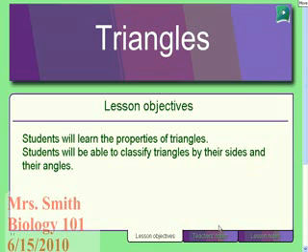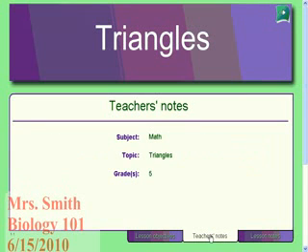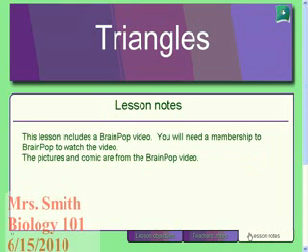Students will learn the properties of the triangles. They'll be able to classify the triangles by their sides and their angles. This is geared towards a 5th grade class, and it's just a very basic introduction of triangles.